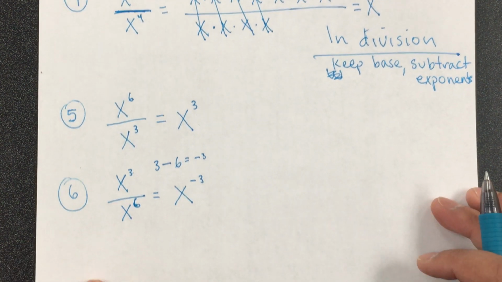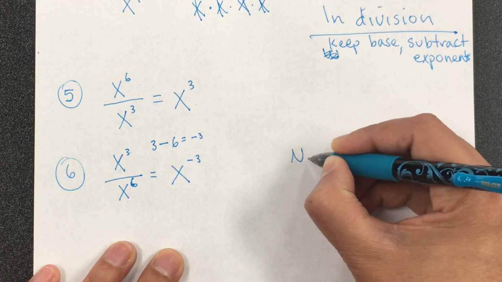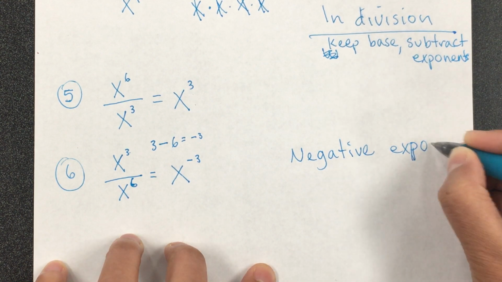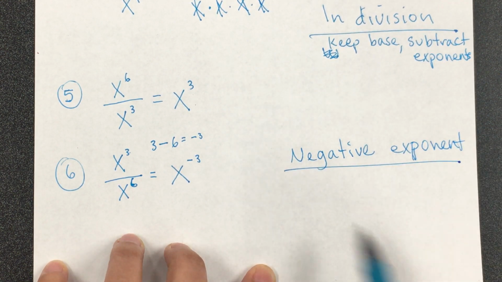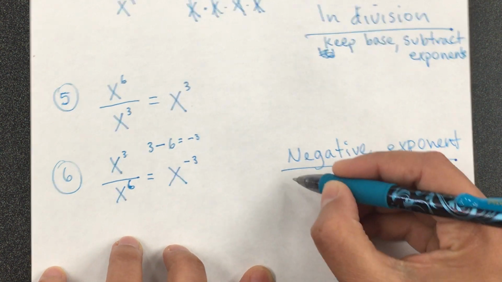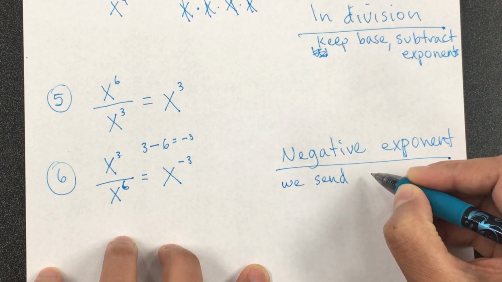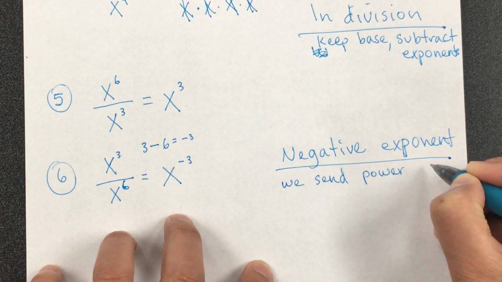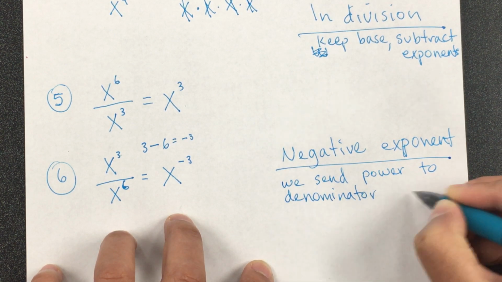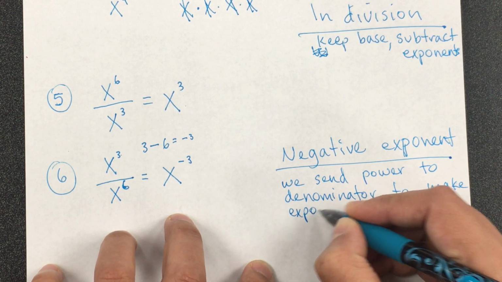And I don't know if you remember from the previous year that whenever we have a negative exponent, we send it to the denominator, and that makes it positive. When we have a negative exponent, we send the whole power to the denominator to make the exponent positive.